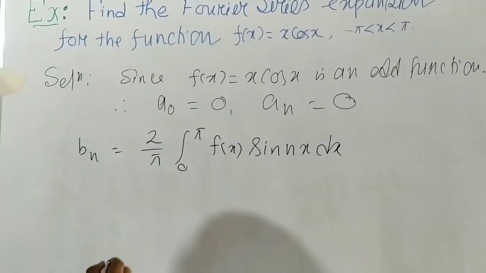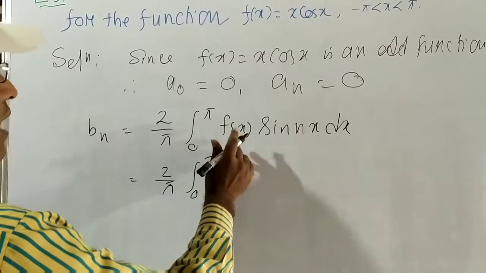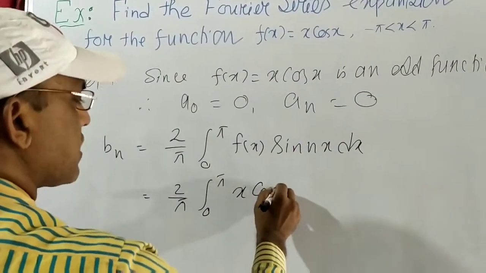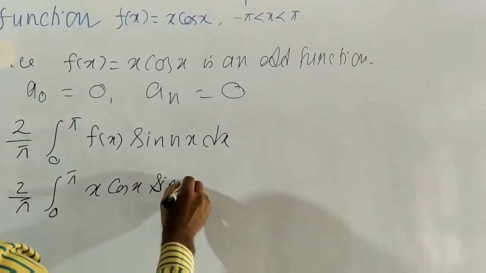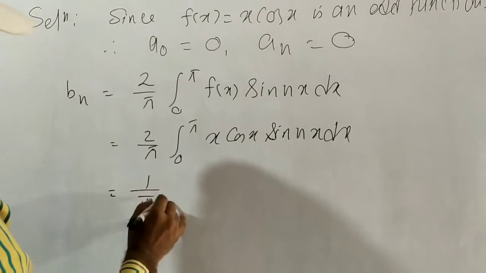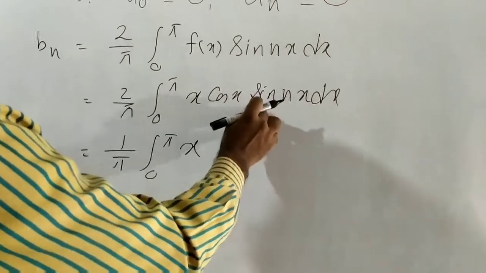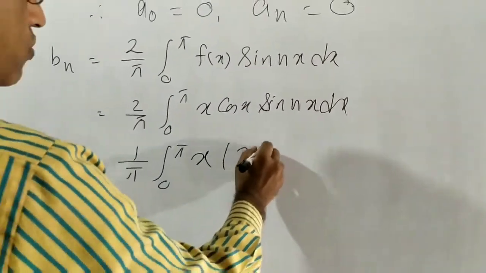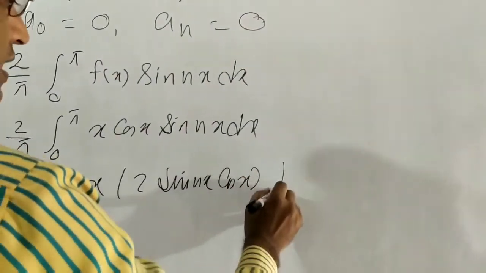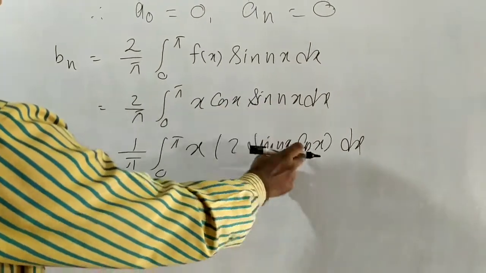So bn equals 2 by pi, 0 to pi, f(x) means x cos x sin nx dx. So this is 1 by pi, 0 to pi, x. This 2 we write within this bracket: 2 sin nx cos x dx. So we write this 2 here. Sin is first, cos is second.